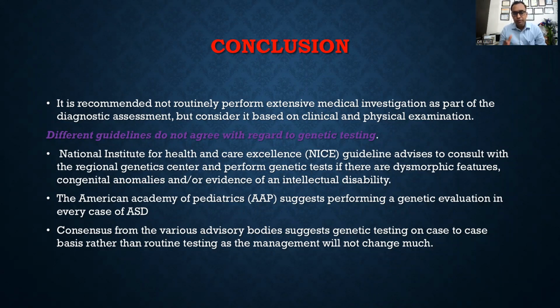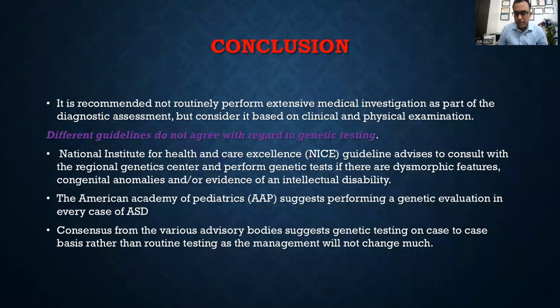Different guidelines do not agree with regard to genetic testing. The National Institute for Health and Care Excellence, that is the NICE guidelines, advises to consult with the regional genetic center and perform genetic tests if there are dysmorphic features, congenital anomalies, or evidence of intellectual abnormality. The American Academy of Pediatrics suggests testing in ASD depending upon the scenarios, the morphology, and the associated features. So consensus from the various advisory bodies suggests that genetic testing should be done on a case-to-case basis rather than routinely, as the management will not change much.